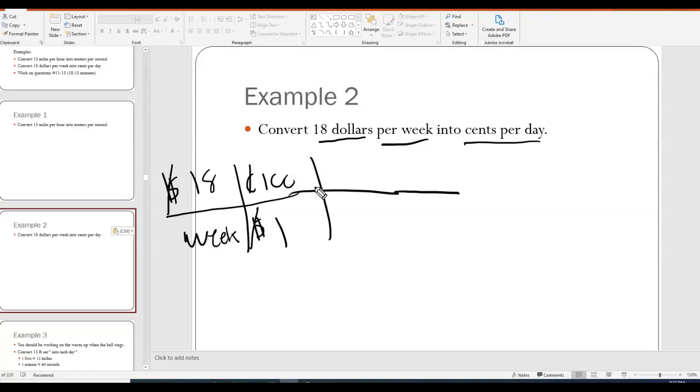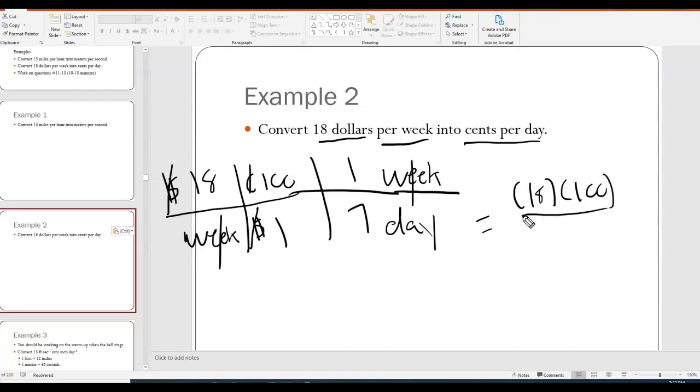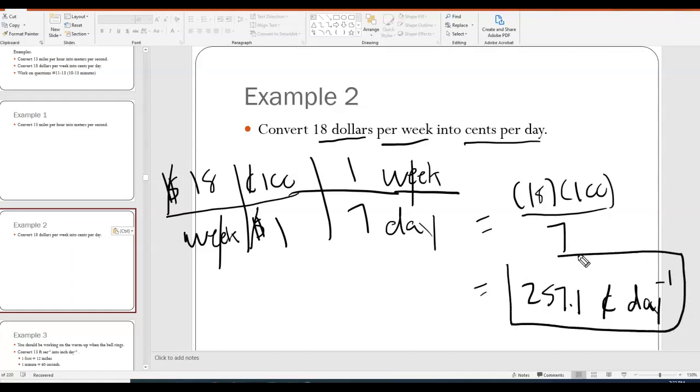Now, weeks is on the bottom. I have to have weeks on the top just to get the units to come out correct. And the conversion factor is 1 week is equal to 7 days. Weeks cancel. I get 18 times 100 divided by 7. And if you type that into the calculator, you should get 257.1, and that is cents per day. I'm going to write day to the power of -1 because it's per day. So that is the answer to example 2.